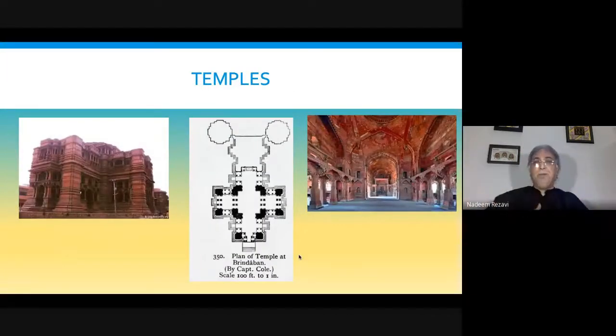As far as the temples are concerned, generally when we talk about the medieval period, we miss out on the temples. I don't know why. I mean, we try to show that as if only mosques and tombs and palaces were constructed. No, a large number of temples were also constructed during the medieval period, and one of the most famous temples is the Gobind Dev temple at Vrindavan.